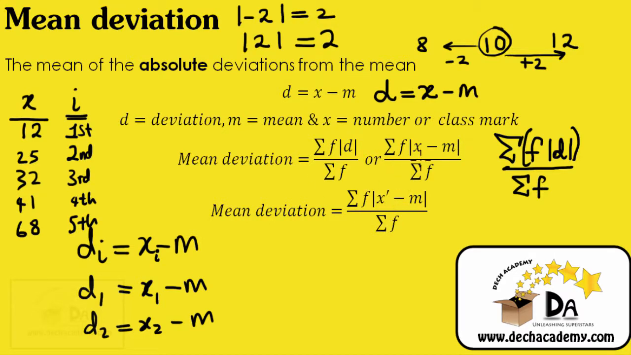Again, this formula is the same as this, but this applies when you're dealing with group data, because instead of using the members of the group X, you'll be using the class mark of each class in your distribution. This will make sense shortly, but this is what you need to know.